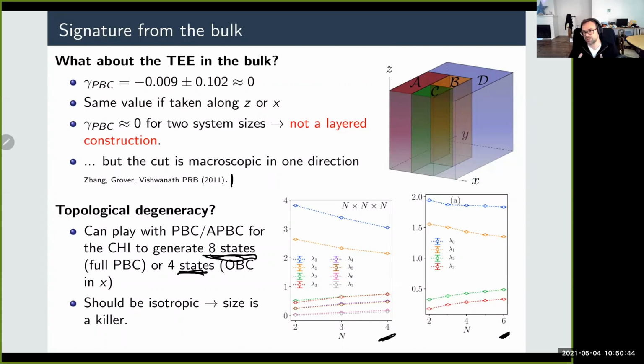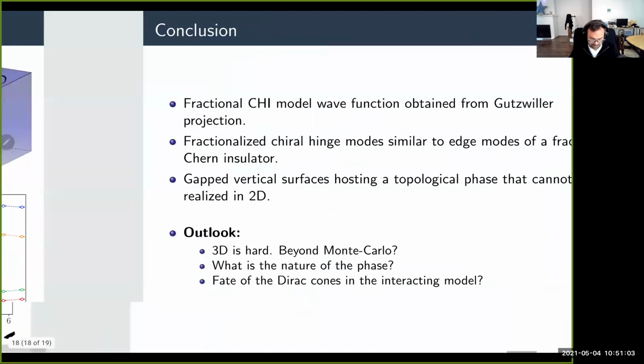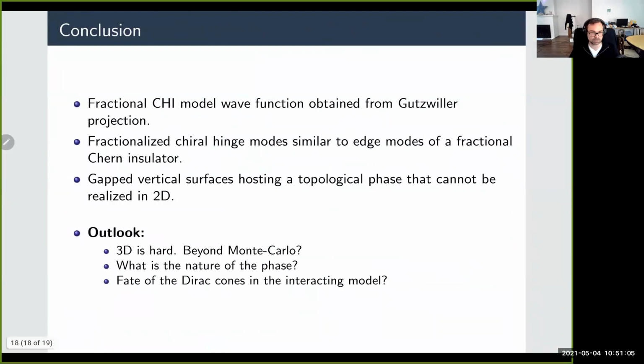So this is not the end of the story. There is clearly some limitation with the Monte Carlo technique, but there's still some very interesting signature that there is some physics beyond what you know from, let's say, the fractional quantum Hall effect in this Chiral Hinge insulator system. And that's basically the conclusion of my talk.